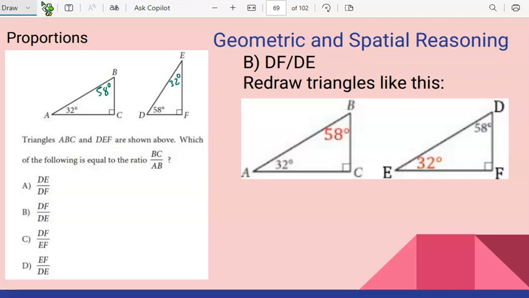So on this one, if we have BC, that should correspond with DF. And then AB would correspond with ED. Now, ED could also be rewritten as DE. Those would be the same line segment that they're referring to. So the answer is answer choice B.